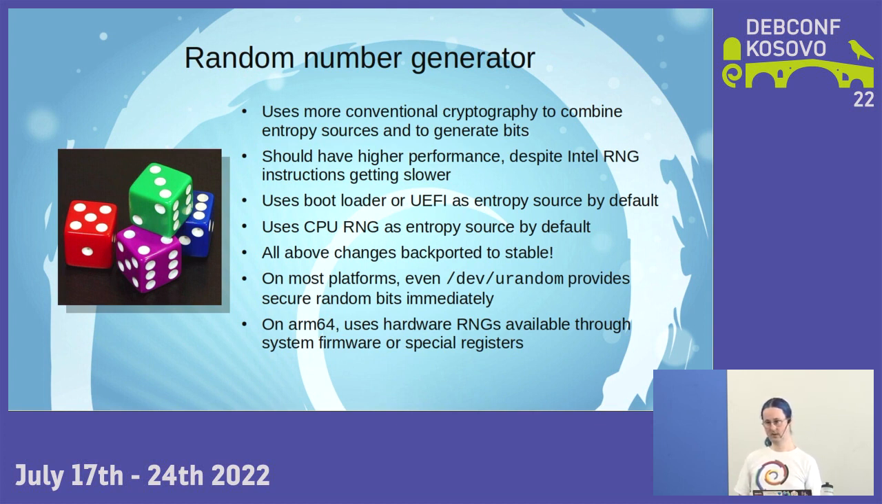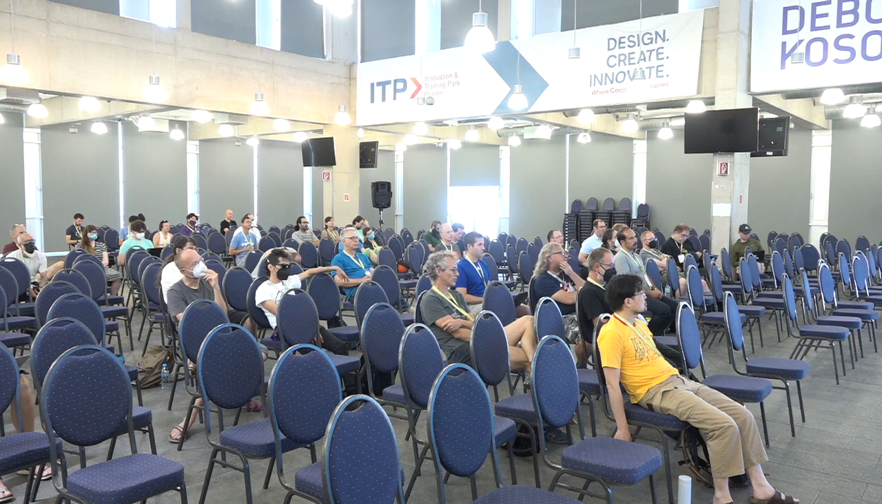The Intel CPU random number generator instructions recently got a bit slower because it turned out you could snoop on old random numbers from there, and that was really bad. So there was a microcode fix that made those a lot slower. The Linux random number generator relies less on those instructions now, which should improve performance.